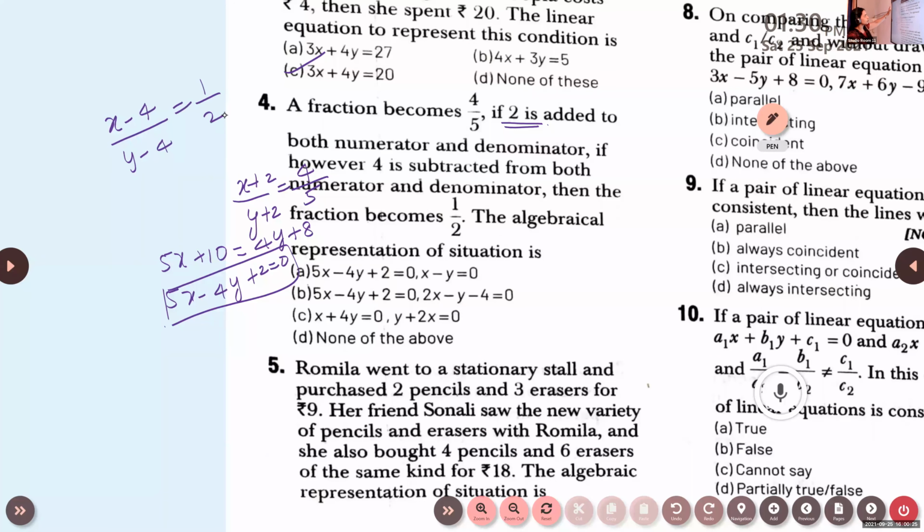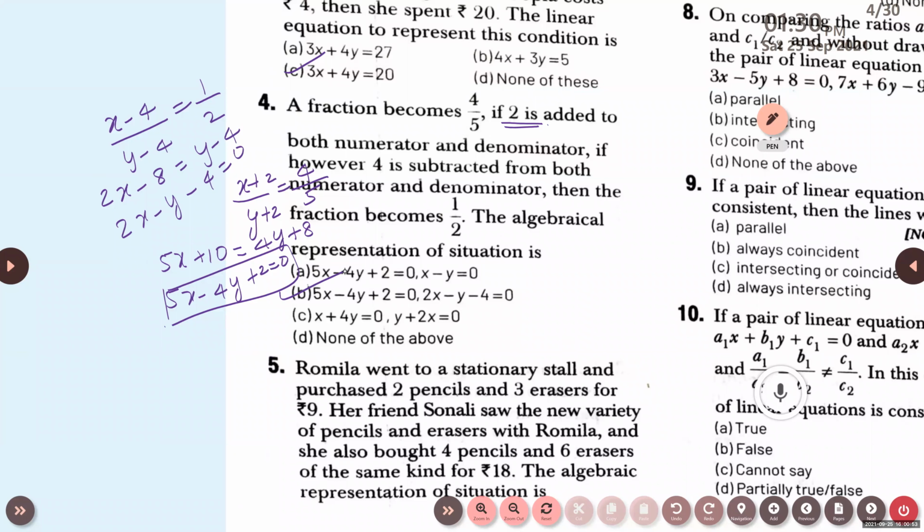Can you see this, Arjun? What I'm writing on the board? Can you see this part? Yes. Okay. So when you cross multiply this, 2x minus y minus 4. Ma'am, option B is the answer. Okay, we can check it. Yes, option B is the answer.